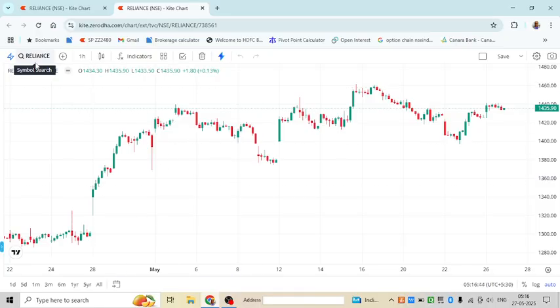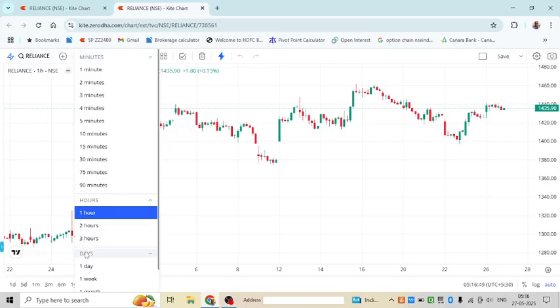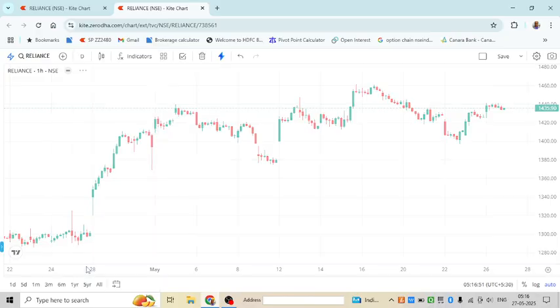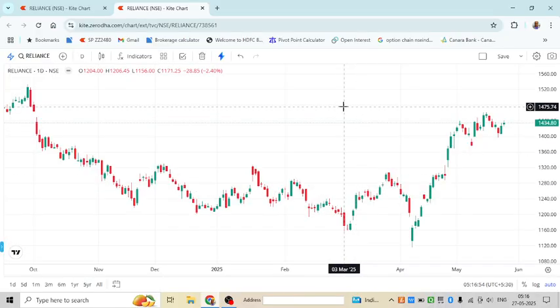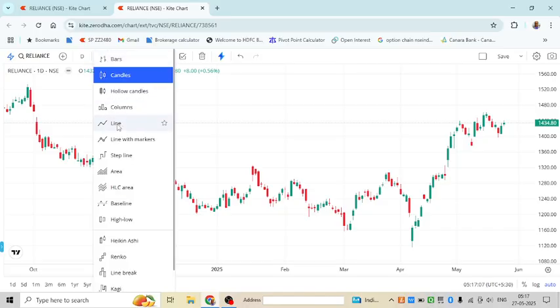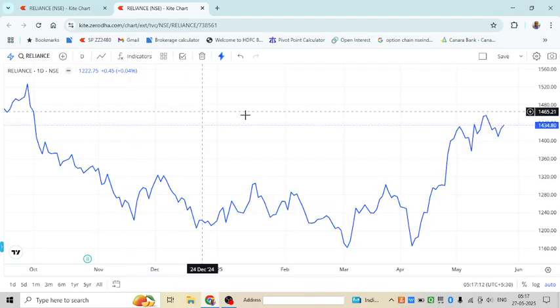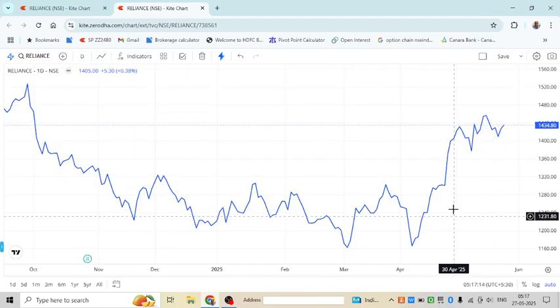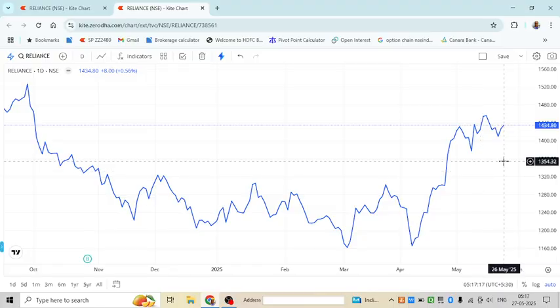So here you can see the Reliance chart, and I am making it for the day, that is a daily chart. Beside this D, that is the daily chart, this shows me the candlestick chart, and if I click here on the fifth level, this is the line chart. So if I click on the line chart, I get this line chart in blue color with ups and downs.